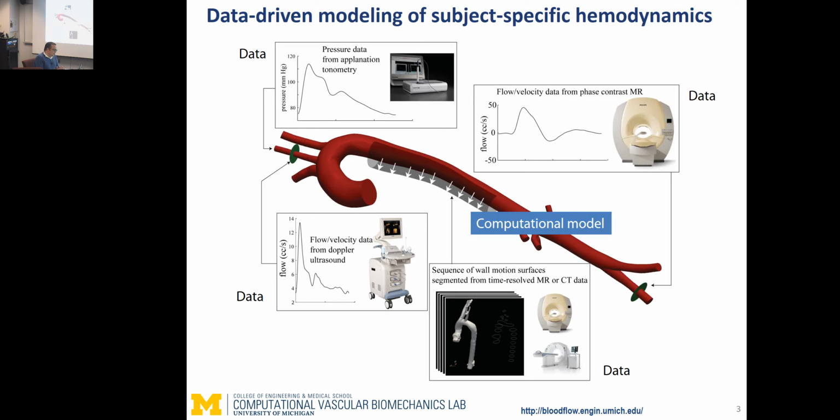So what we do, maybe you don't need this explanation, but we do data-driven computations, and our computations are blood flow simulations. We get information from the clinic that can be anatomical, it can be flow, it can be pressure, it can be perfusion, it can be wall motion, basically anything that can be used to make your model more relevant and more accurate. We can use it.